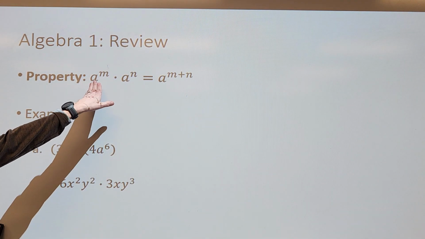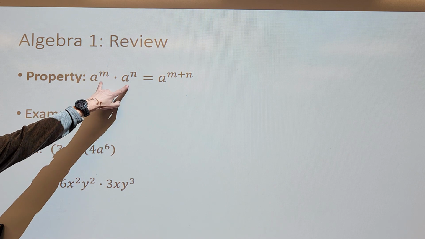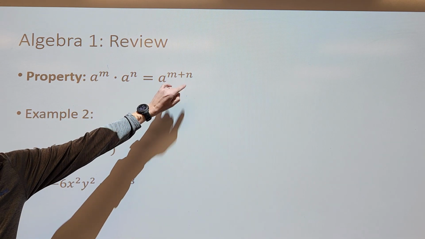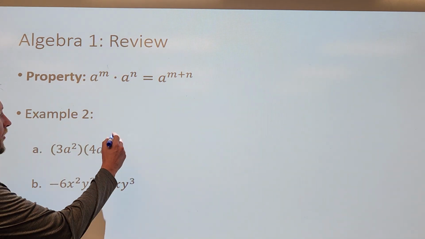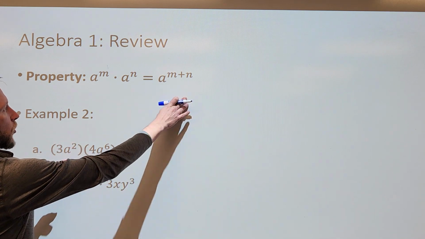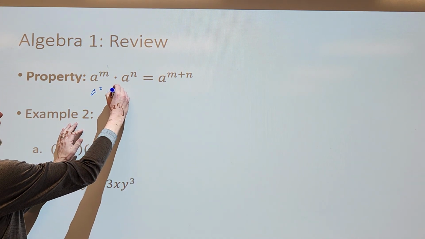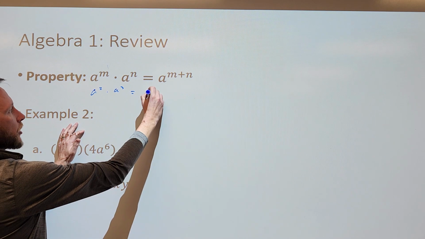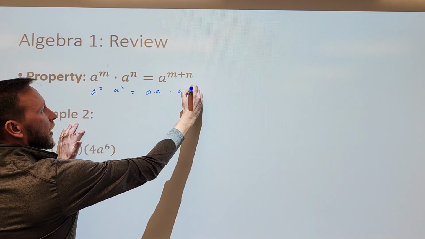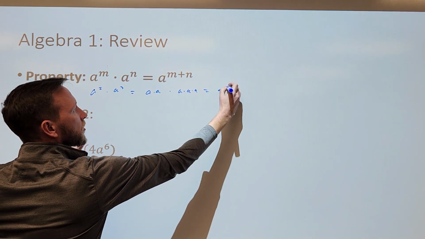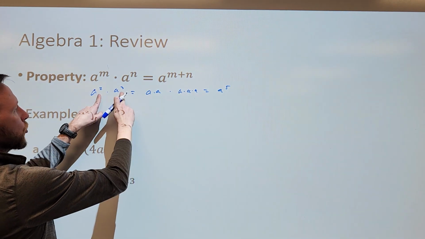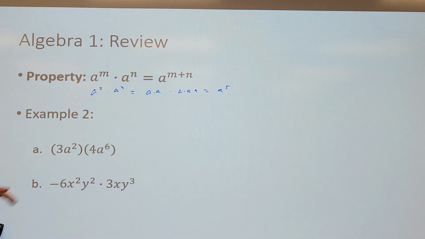For the second property, for any product of powers, we add the exponents. If you remember from Algebra 1, they said, what if you have a squared times a cubed, and they wrote out a times a multiplied by a times a times a, which means that you get 5 a's total, 2 plus 3. Not 2 times 3, 2 plus 3.